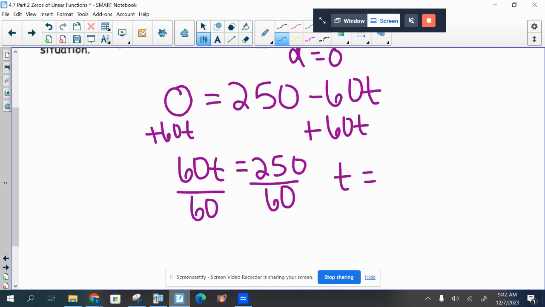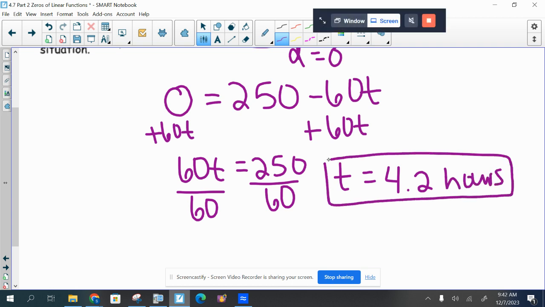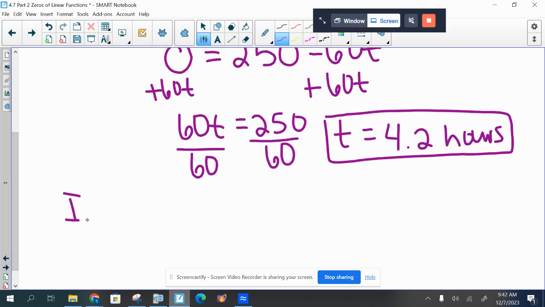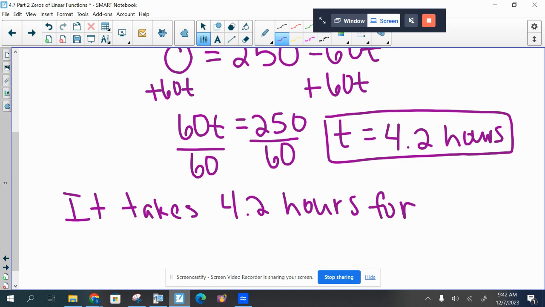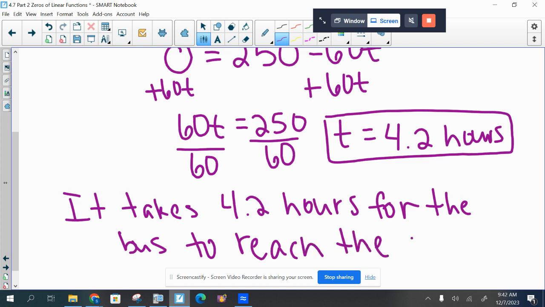Raise your hand, please, like decimal. Eli? Let's just do 4.2 then. So 4.2 hours. And then what would this mean? It takes 4.2 hours to do what? Reach the bus station, yes. So it takes 4.2 hours for the bus to reach the station.